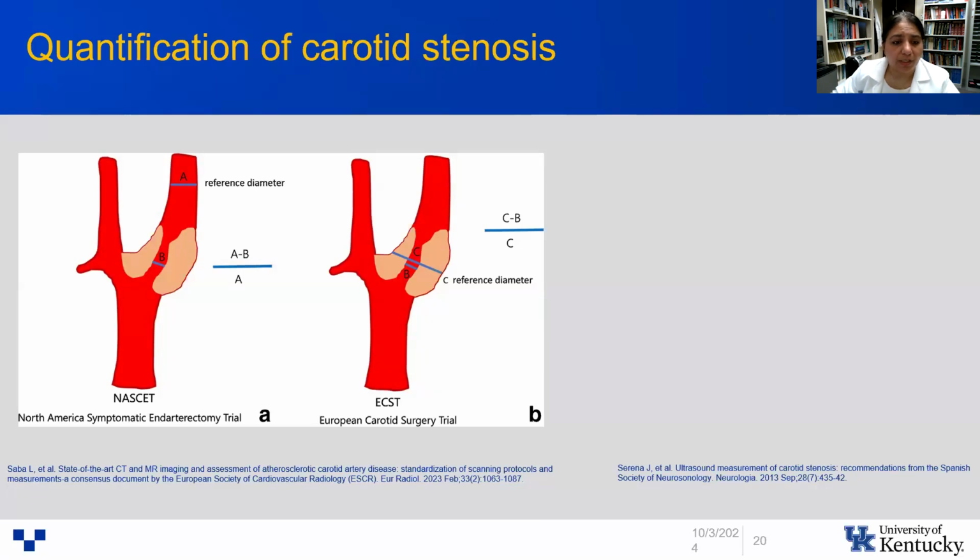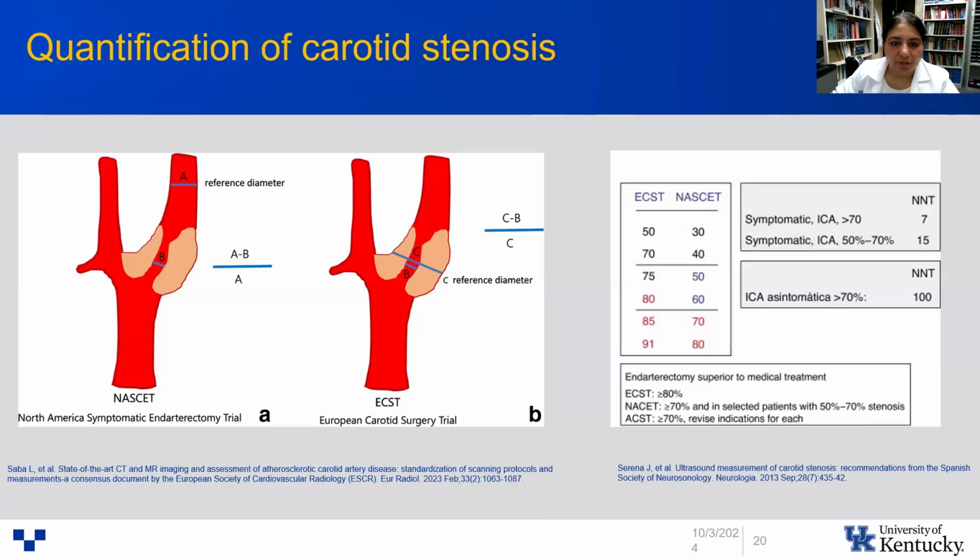Now, this is compared to the European methodology of measurement, as they measured in the ECST trial. And in this trial, again, they measured the narrowest part of the vessel in the region of the atherosclerotic disease. And the denominator was the projected normal caliber of the vessel at the same level. And notice that the NASCET dimensions don't really match the ECST dimensions. There is significant variation. A NASCET stenosis of 30% may be 50% stenosis in the ECST criteria.